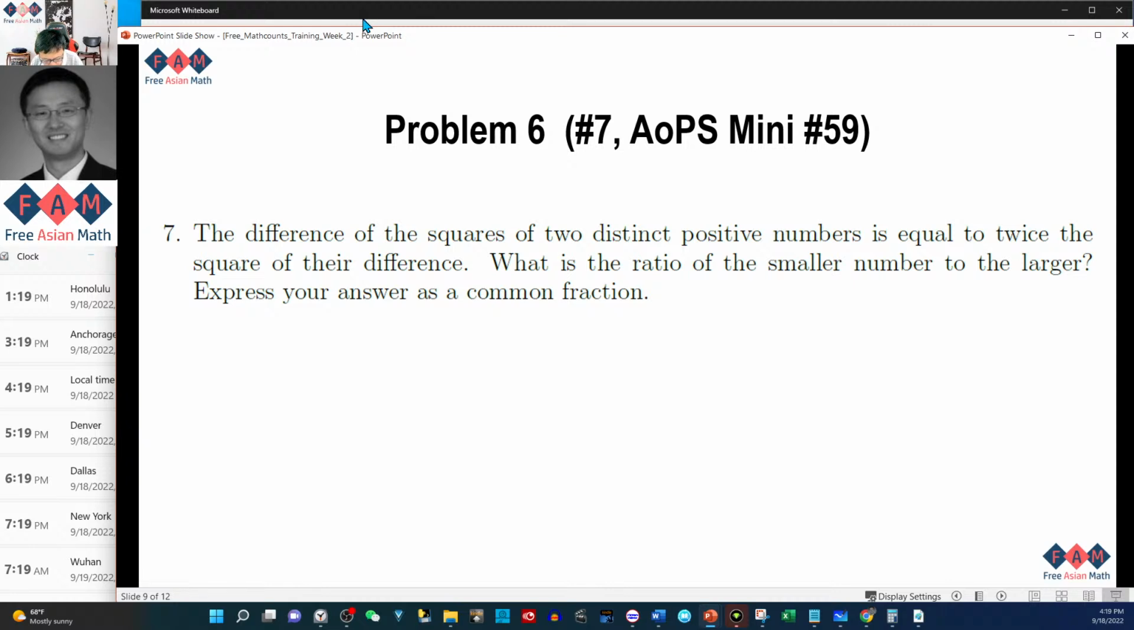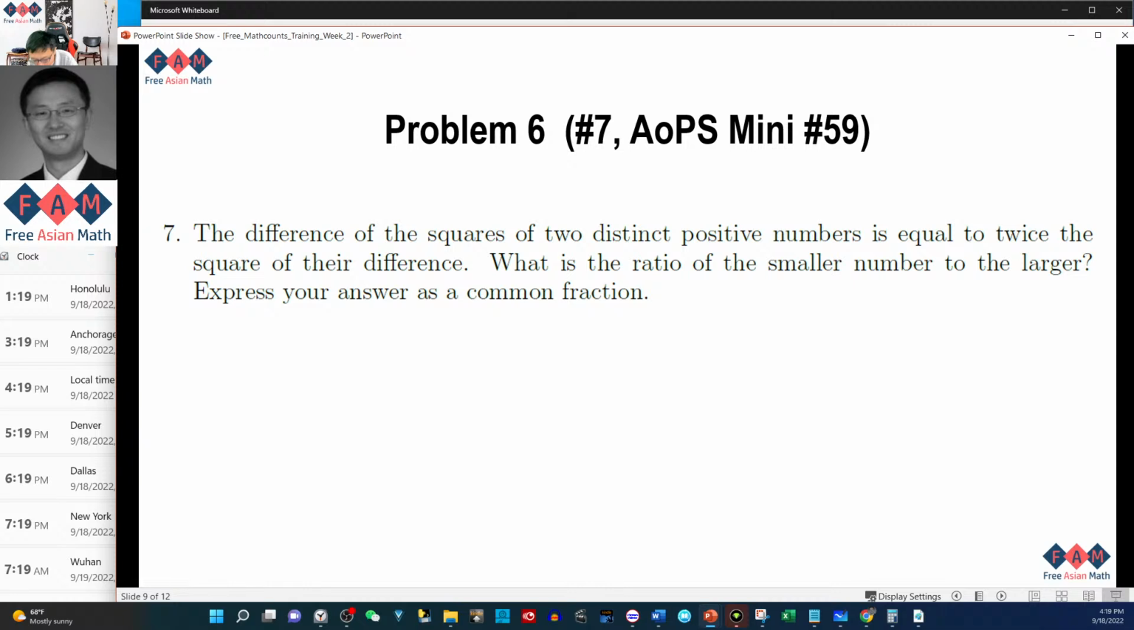So the difference of the squares of two distinct positive numbers is equal to twice the square of the difference. At this time, you can almost immediately start writing down your equations, because a problem like this is very specific. The question is already coming up immediately, right? But let's still continue to read the problem. You are very tempted to start writing down your equations at this time, but it's generally a bad idea. Why don't we read the whole problem before we do that?